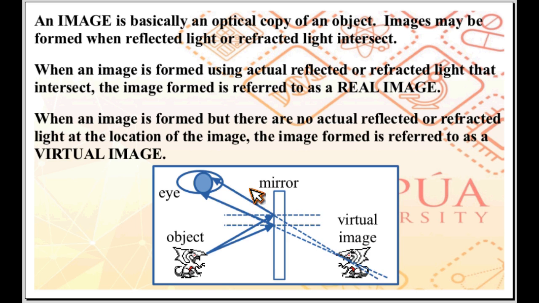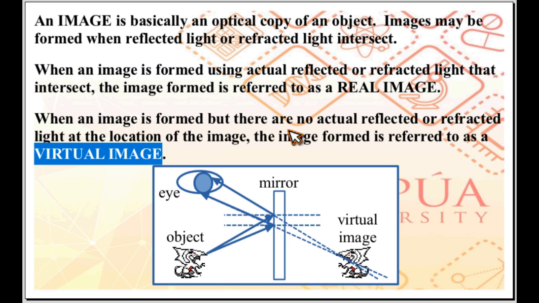You have image formation at this location, and yet no actual reflected light. The reflected light is located here in front of the mirror, and yet the image formed is behind the mirror, or inside the mirror. That's what we see. We see the image of the object located here, behind or inside the mirror. You have an image formed where there is no actual reflected light intersecting at that location. The image formed is a virtual image.